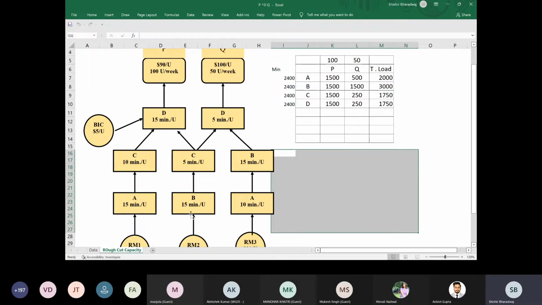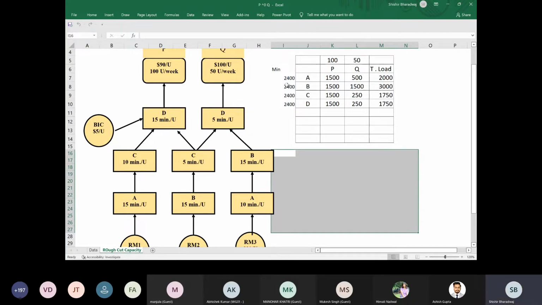For making 100 units of P, I need 1500 minutes of A, 15 minutes per unit into 100. I need 1500 minutes of B: I require one RM2, hence machine B is used, 15 minutes per unit, 100 units. So 1500 of B, similarly 1500 of C and 1500 of D. For Q, I've already said it. I sum it up. This is called total load. What we see here is the total load coming.